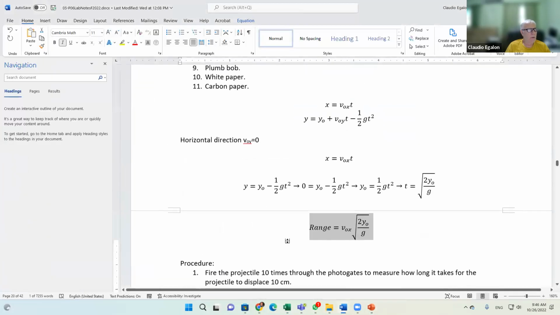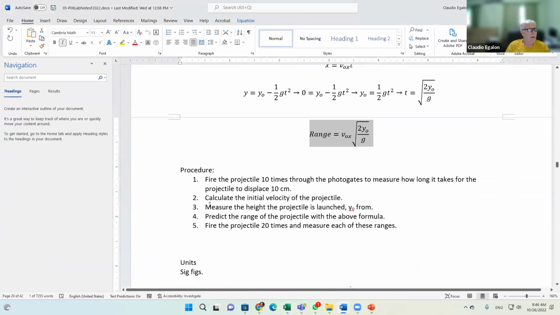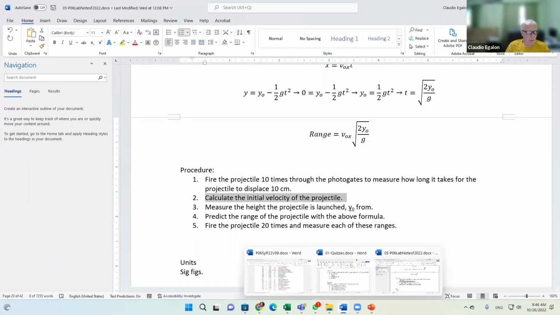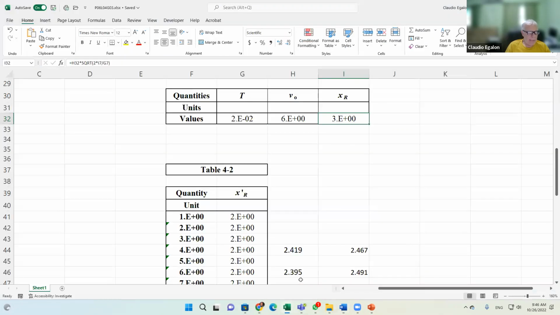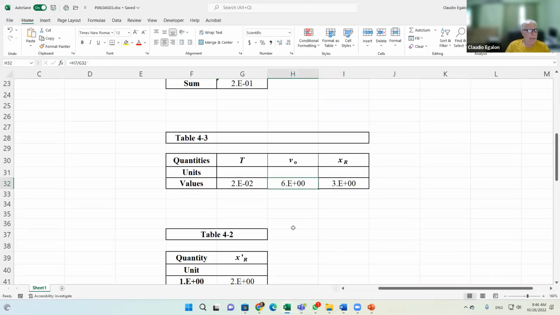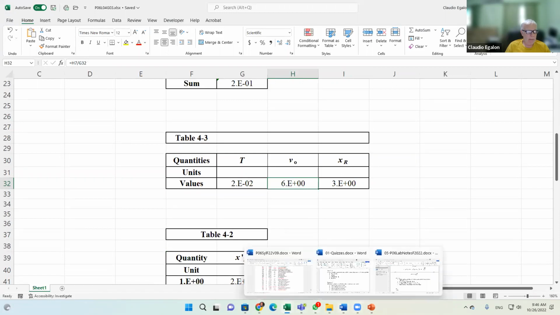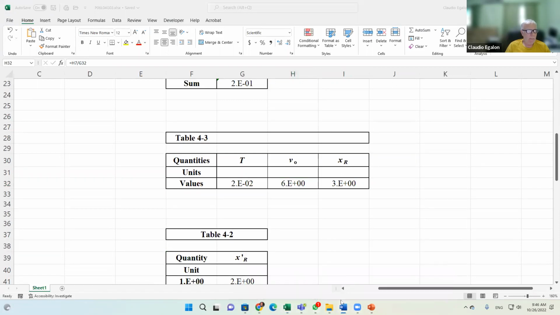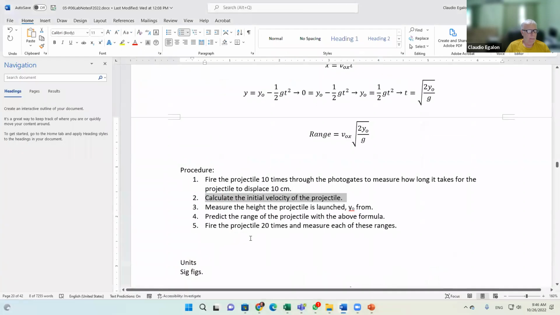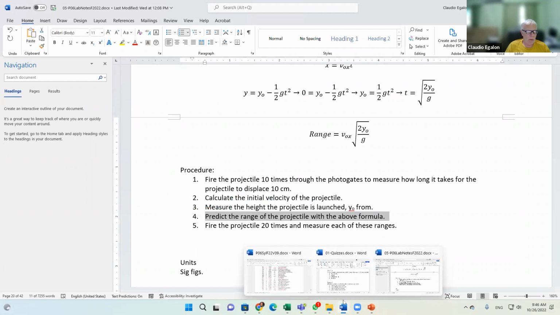In the notes: fire the projectile 10 times through the photogates to measure how long it takes for the projectile to displace 10 centimeters. Calculate the initial velocity of the projectile. That's what we did here. Measure the height from which the projectile is launched. We did that. Predict the range of the projectile using the above formula.